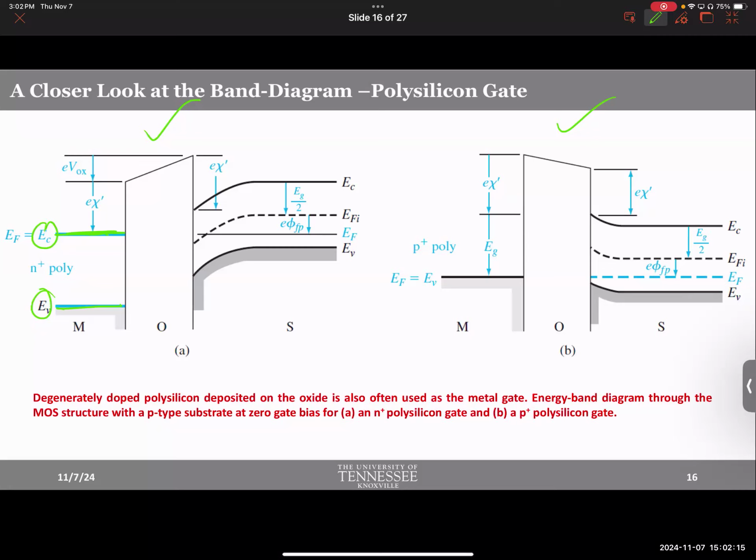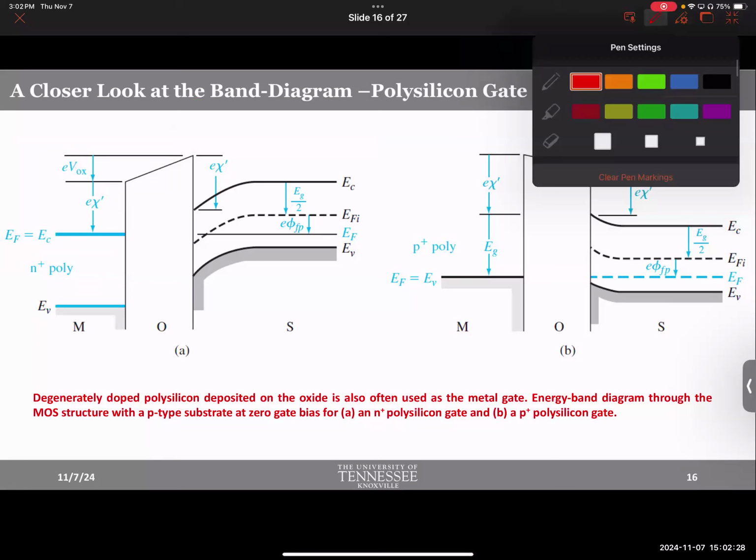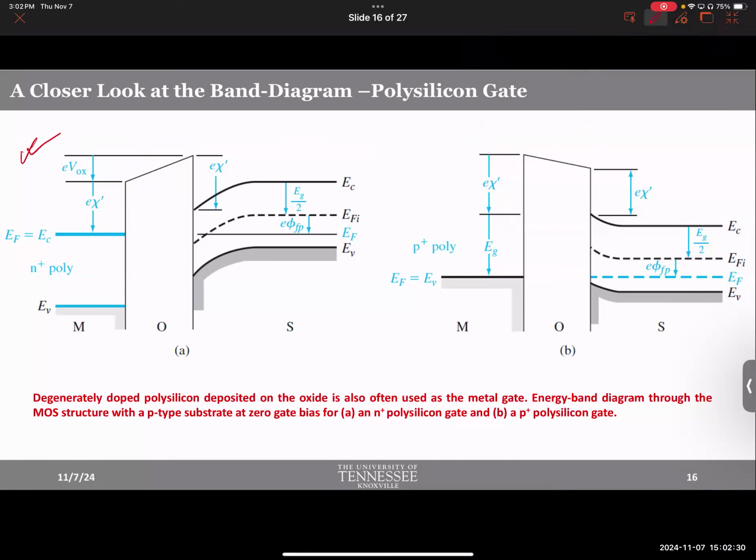No. It's easy for us to understand that this is a semiconductor. And this is oxide. This is again semiconductor. So basically you're using a polysilicon gate. This should be the gate, and this is N plus. How do you know? Because the Fermi level is at the conduction band.